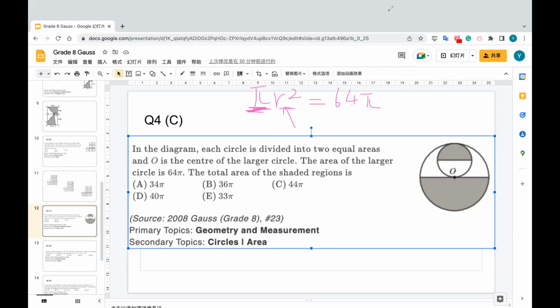Wait, so 64 times pi is the area. Yes. If I give you the area 64 pi, you should be able to get the radius, right? Do you get it? Do you get what I mean? Yeah.